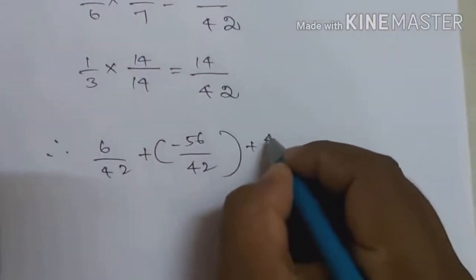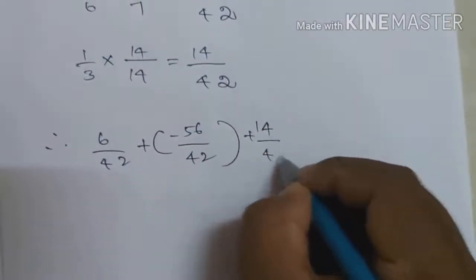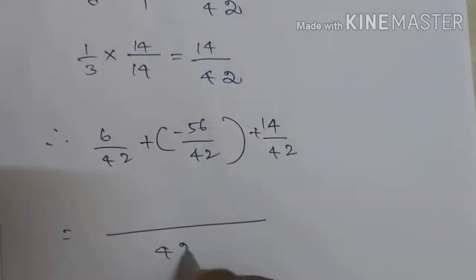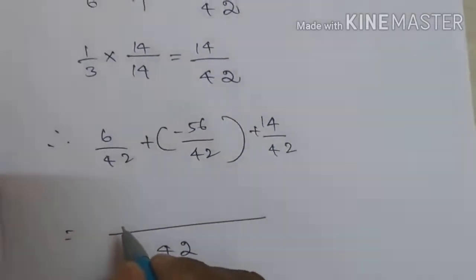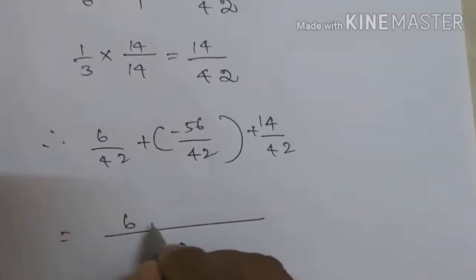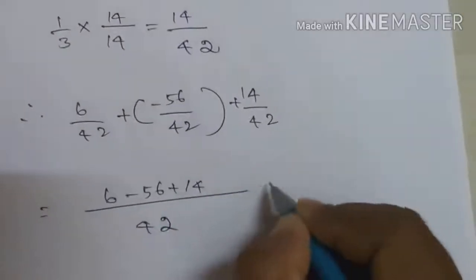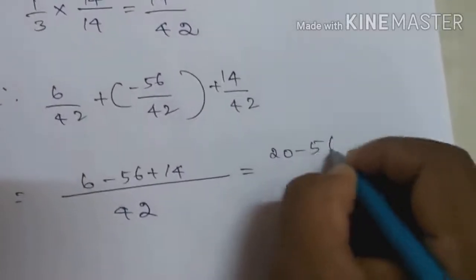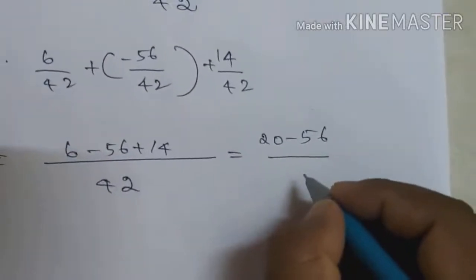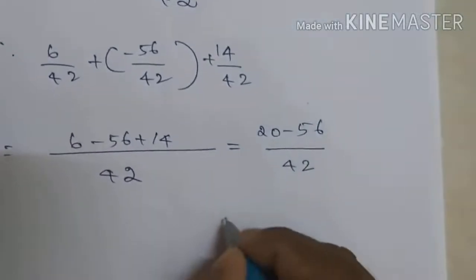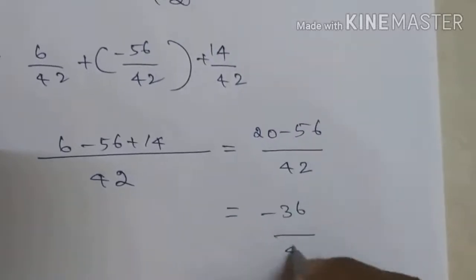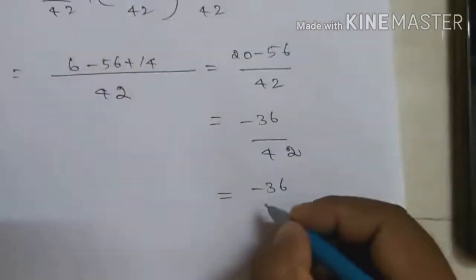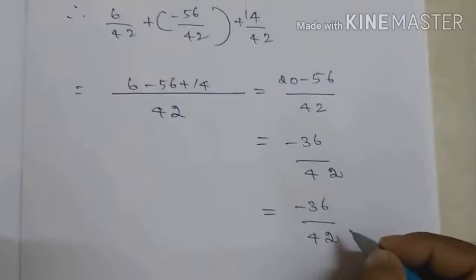So equal common value 42, 6 plus into minus, so minus 6 minus 56 plus 14. Equal positive numbers, add the value, 20 minus 56 by 42. So equal, 56 is the big number, so 56 minus 20, minus 36 by 42. This number, both are even numbers, so cancellation in 6 table. So 7 6s are 42, 6 6s are 36, so minus 6 by 7.